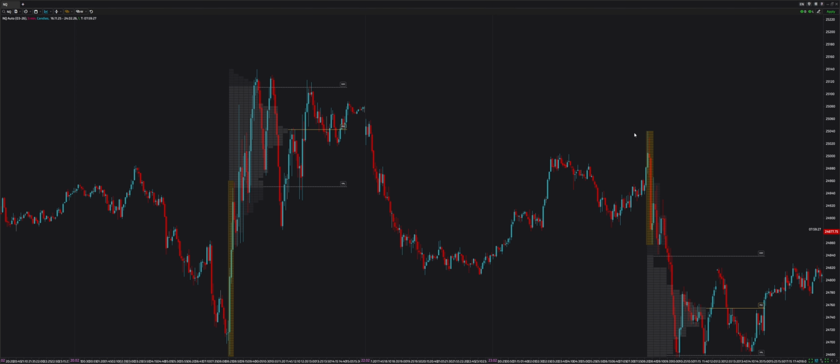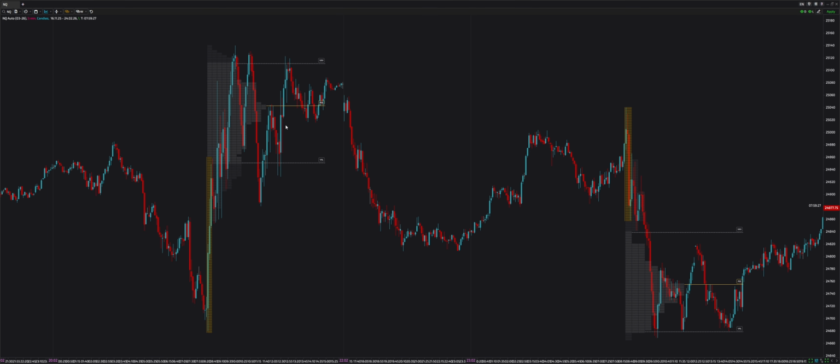The TPO market profile includes value areas, value area high, VAH, and value area low, VAL. These represent the price range where the instrument spent approximately 70% of its time. It also includes the point of control, POC, the longest histogram bar, representing the price level with the highest activity. Alongside this, the volume profile indicator shows the distribution of traded volume at each price level over a selected period.